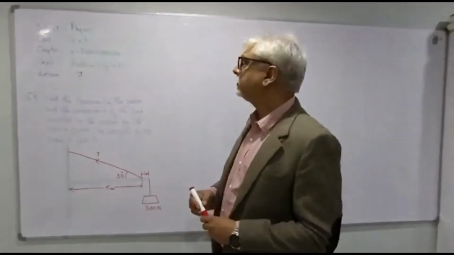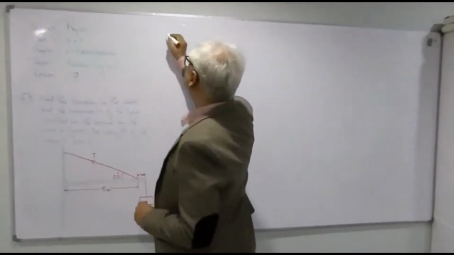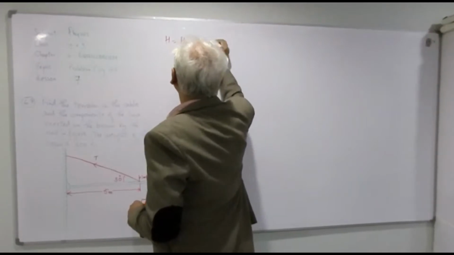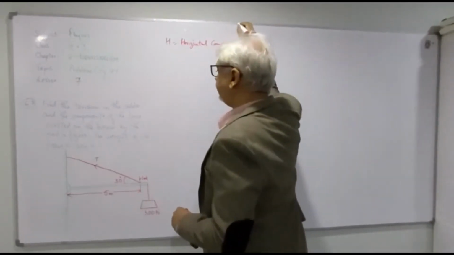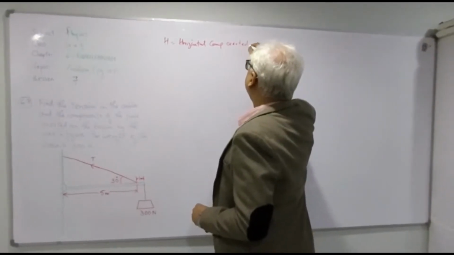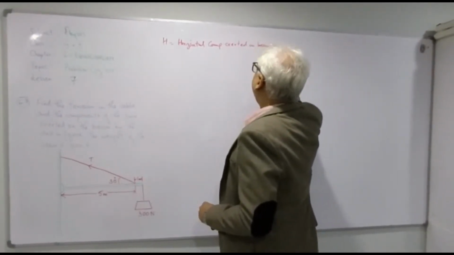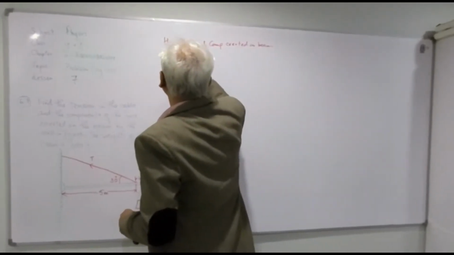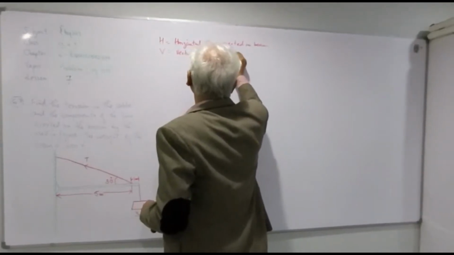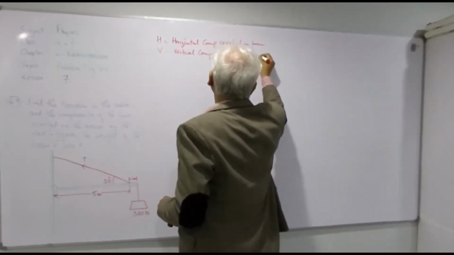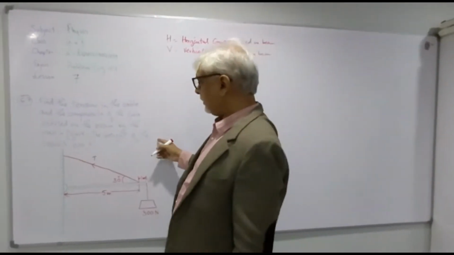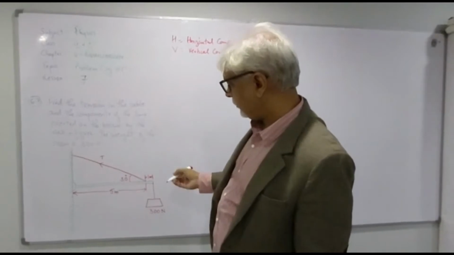Now there are two components, horizontal and vertical. Let's say H is your horizontal component exerted on the beam, and V is your vertical component exerted on the beam. Now, the weight of the beam is 300 Newton.